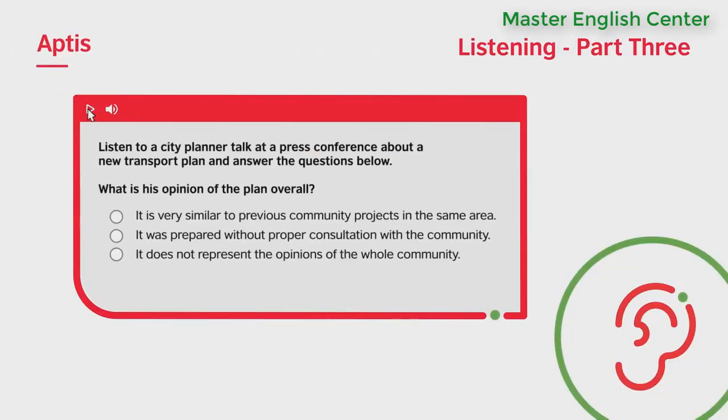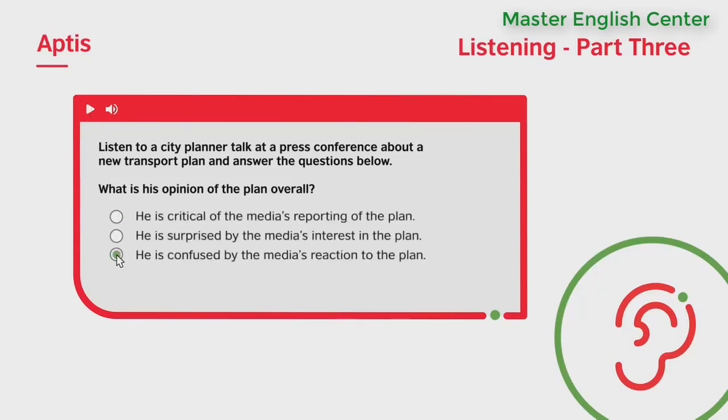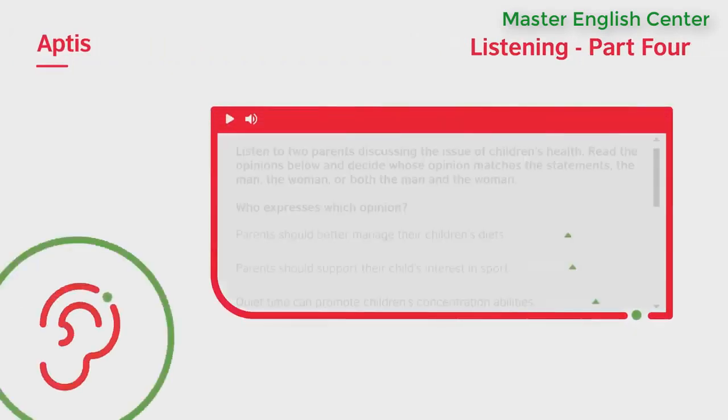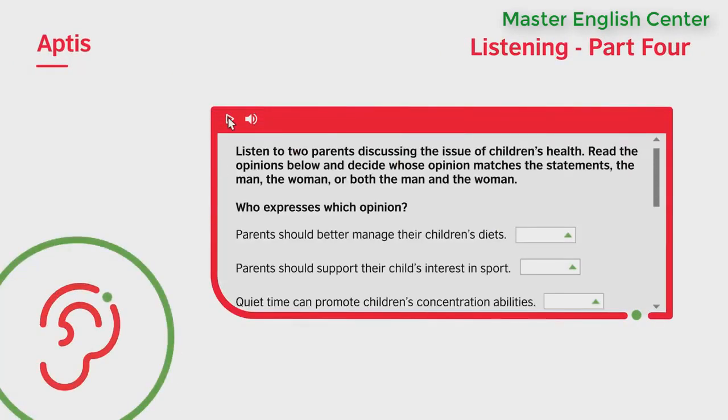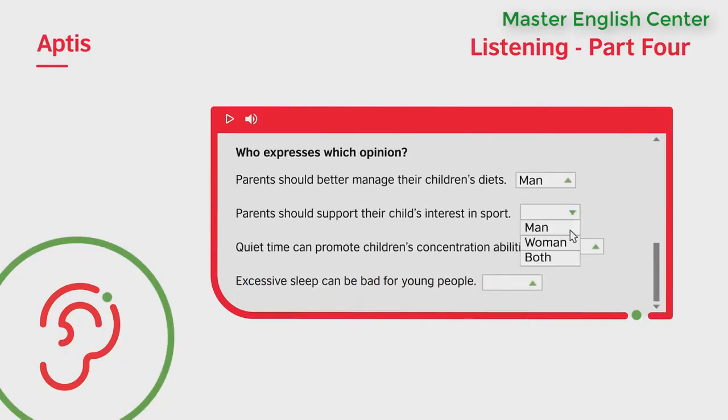In the third section, you will listen to 2 monologues on different topics. For each monologue, you need to answer 2 questions about the opinion of the speaker on certain aspects of the topic. In the fourth and final section, you'll listen to a man and a woman discuss a topic and express certain opinions about it. Your task is to identify who expresses which opinion. Listen for clues in their language or tone to help you identify their attitude and intention.